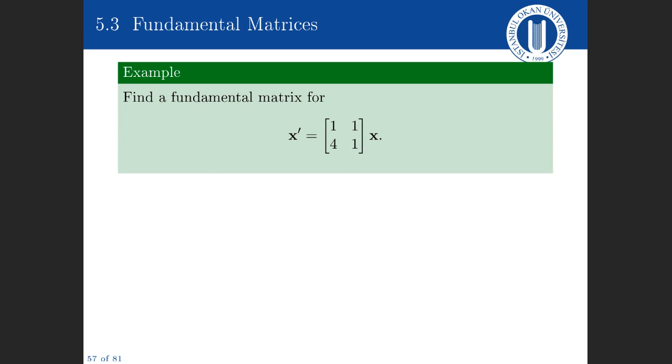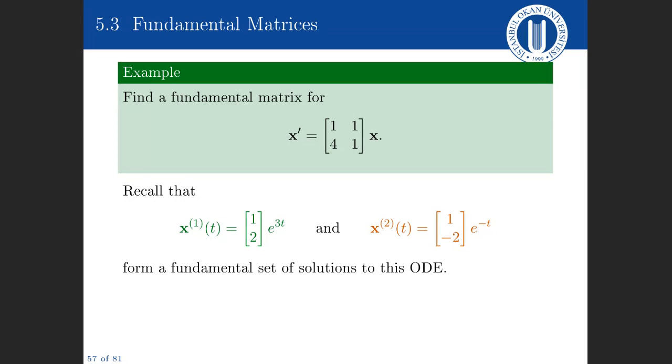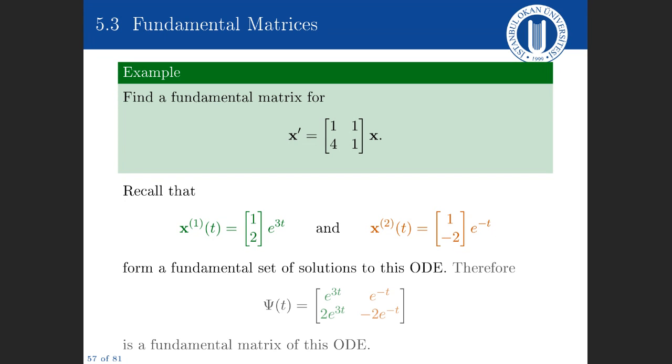For example, write a fundamental matrix for x prime is equal to [1, 1; 4, 1] x. Now, let me remind you, we already know a fundamental set of solutions to this differential equation. We know that we have (1, 2) e to the power 3t and (1, -2) e to the power minus t. So we can write down a fundamental matrix like this. The first column is the first function, and the second column is the second function. And that's it.